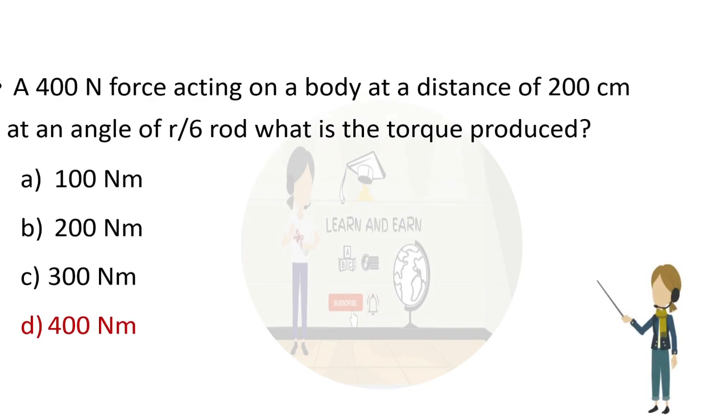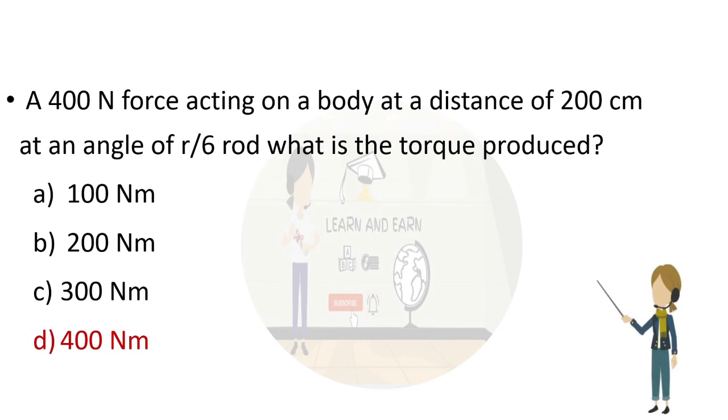The next MCQ is, a 400 Newton force acts on a body at a distance of 200 cm at an angle of pi upon 6 radians. What is the torque produced? Option A, 100 Newton meter, option B, 200 Newton meter, option C, 300 Newton meter, option D, 400 Newton meter. The right answer is option D, 400 Newton meter.